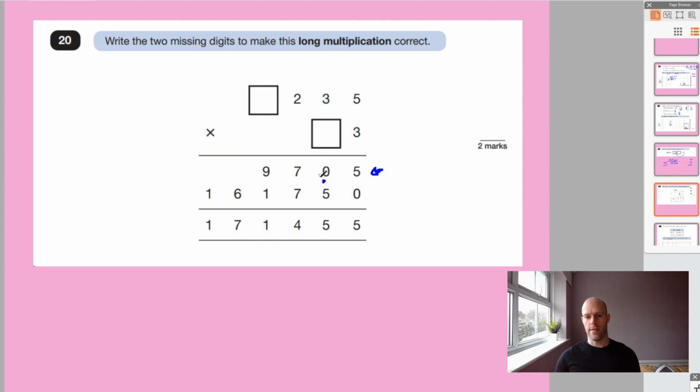3 times 3 is 9, add the 1 is 10. 3 times 2 is 6, add the 1 is 7. 3 times something is 9. Okay, 3. Not too much of a problem. Next one, multiplying everything by 50.